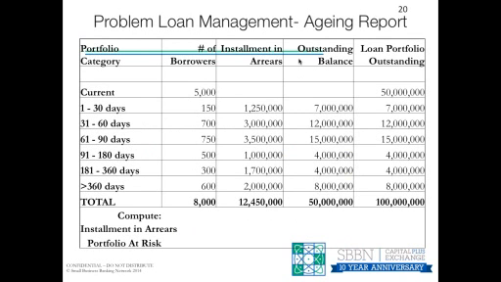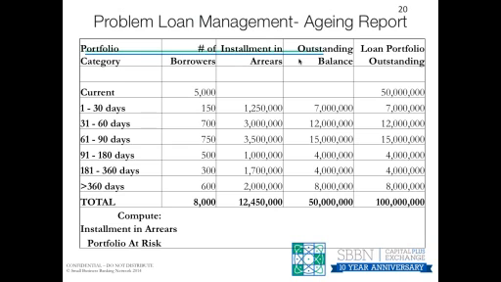Now, using this example, we would like to show to you the difference between the installment in arrears ratio and the portfolio at risk ratio. Now, in computing the installment in arrears ratio, you divide the total, 12,450,000, by 100 million, which is the total amount of the portfolio. And that will give us like 12.5%. So if you use installment in arrears ratio, you will find that the ratio of your bad loans, quote unquote, looks like it's only 12.5%.